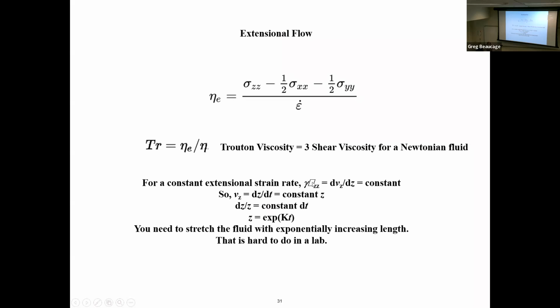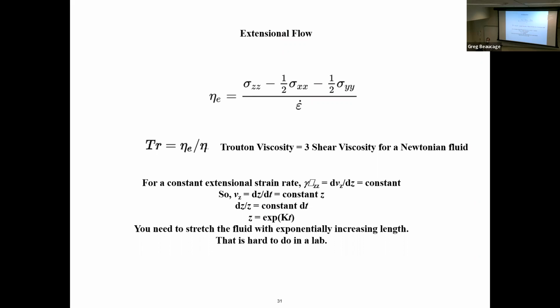extensional strain rate. So if you take the integral of that, this equals a constant. So if you take the derivative of this, you find that v_z has to equal z times a constant, right? Then you have dz dt, which is v_z. And then you're going to have dz by z is constant. The integral of that is log. So you end up with z is exponential. So if you want to have a constant strain rate in extension, you have to exponentially increase the length.